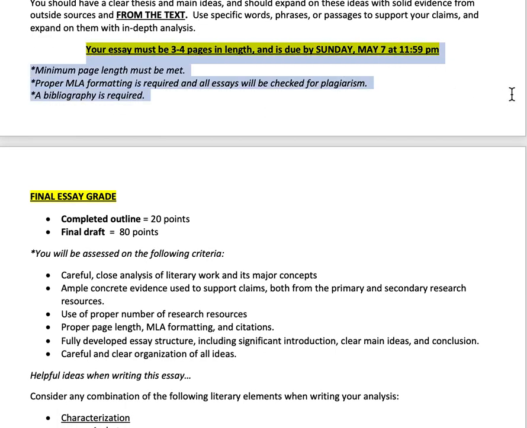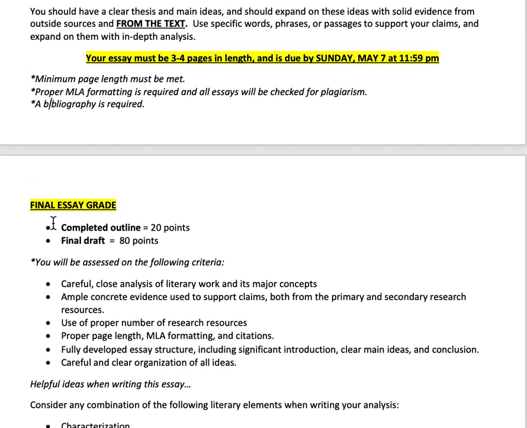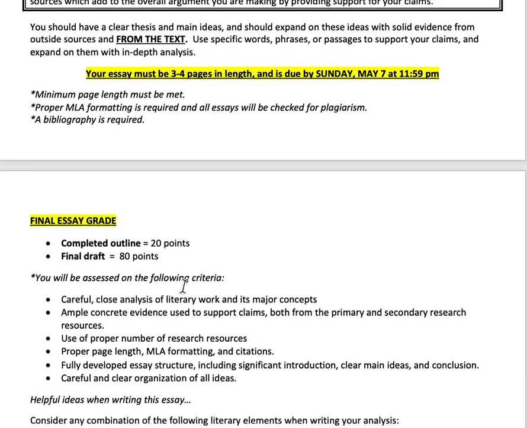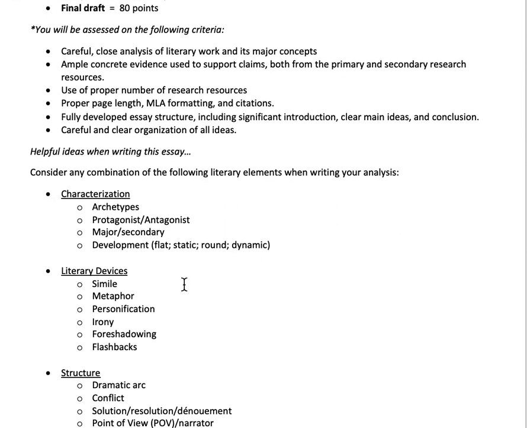This needs to be 3 to 4 pages in length and is due on Sunday, May 7th at 11:59 p.m. All the usual requirements: minimum page, proper MLA, everything will be checked for plagiarism, and that you have a bibliography, which includes whichever work you are analyzing plus the 2 sources. And again, you're more than welcome to use more than 2 if you like.